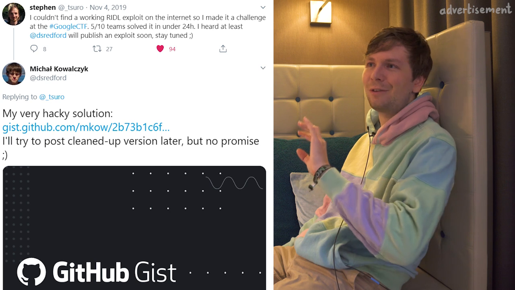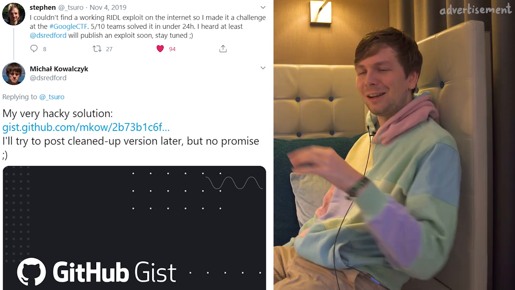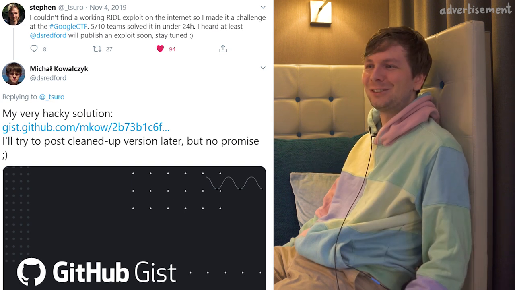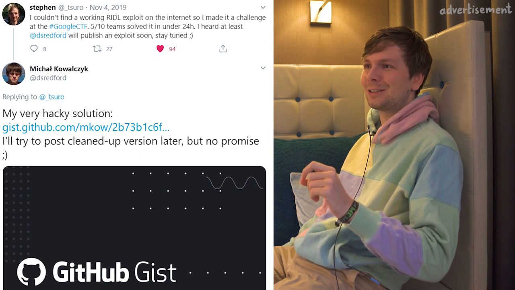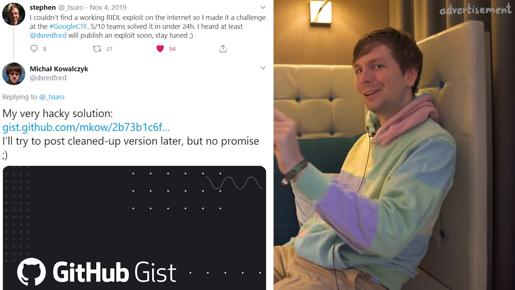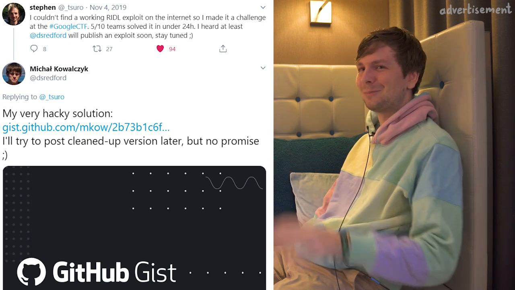After the pub, we went to a fast food restaurant and grabbed a quick bite. And then we went back to the hotel where we met a couple of other people, some of the CTF players. This is where Redford released the first ever public POC of a Riddle exploit. It was kind of funny because he was kind of pressured into releasing it, and he had to replace a lot of variable names because he originally used Curva, and he had to replace it to make it fine for the public release.